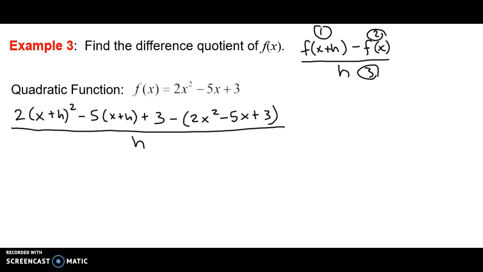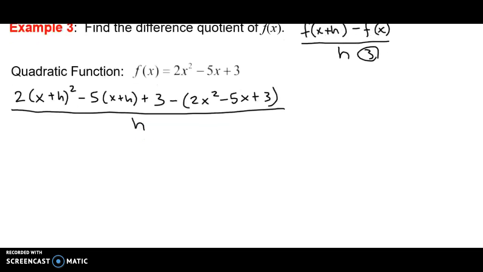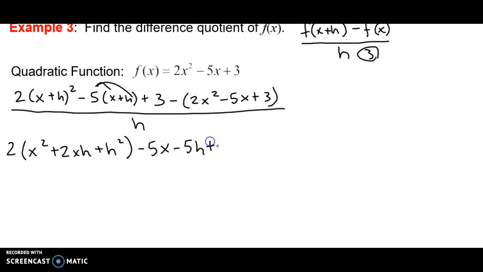So first we're going to go ahead and do some distributive property and some factoring. Right here with this x plus h squared, I'm going to rewrite it as 2 times x squared plus 2xh plus h squared. At this moment, we use the FOILing method. Minus, I'm going to distribute my 5. So minus 5x minus 5h plus 3.